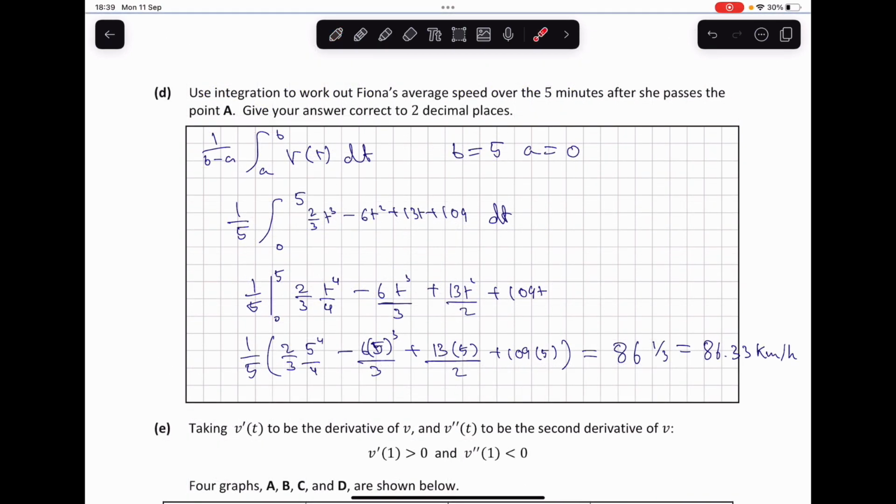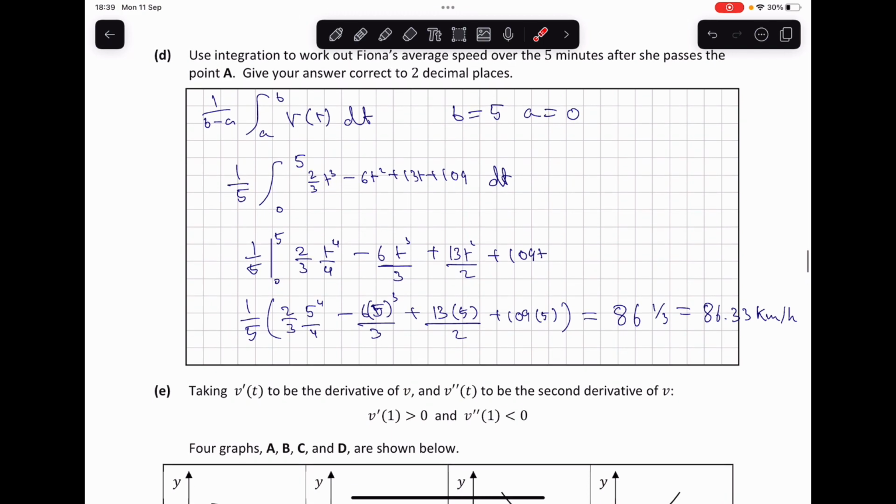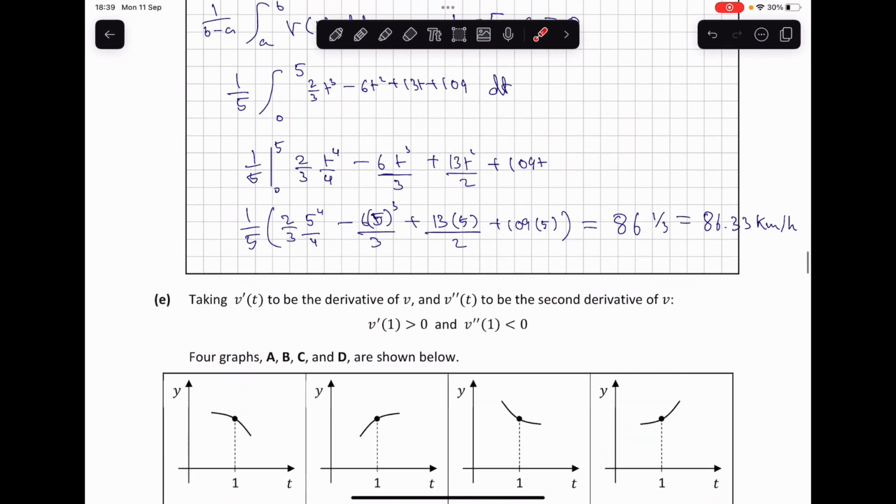So we worked that out to be 86 and a third. Changing to decimals, it's 86.33, 2 decimal places, as in the question, kilometers an hour. Gotta make sure we have our units in the question, in our answer.